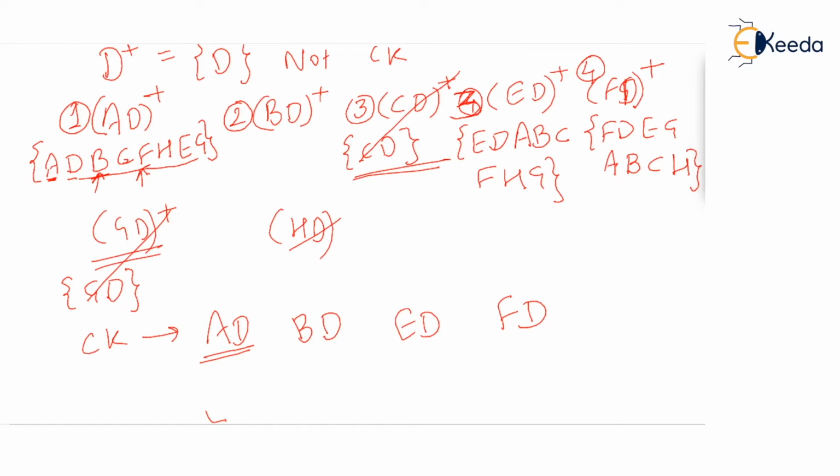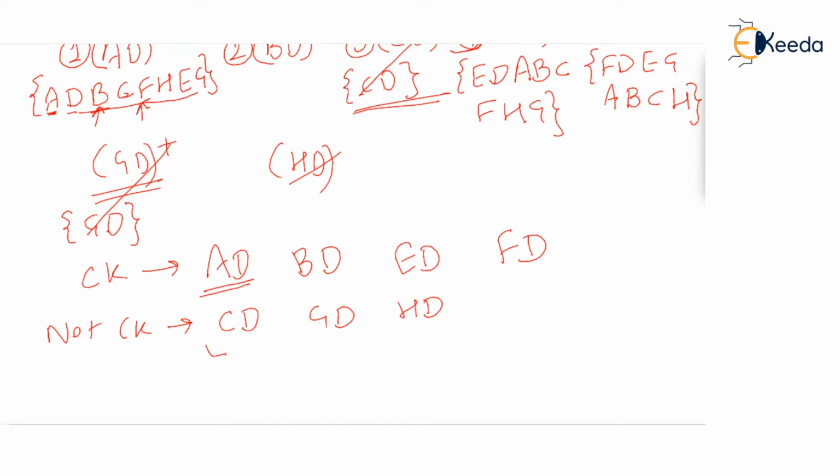But which were not the candidate keys? Let's enlist them. CD was not the candidate key, then GD was not the candidate key, and HD was not the candidate key. So these three were not candidate keys. What you might ask is, what if I put something more to this? What if I put one more attribute to CD? Will it recognize all the attributes? So you will be driven to find out ACD closure.